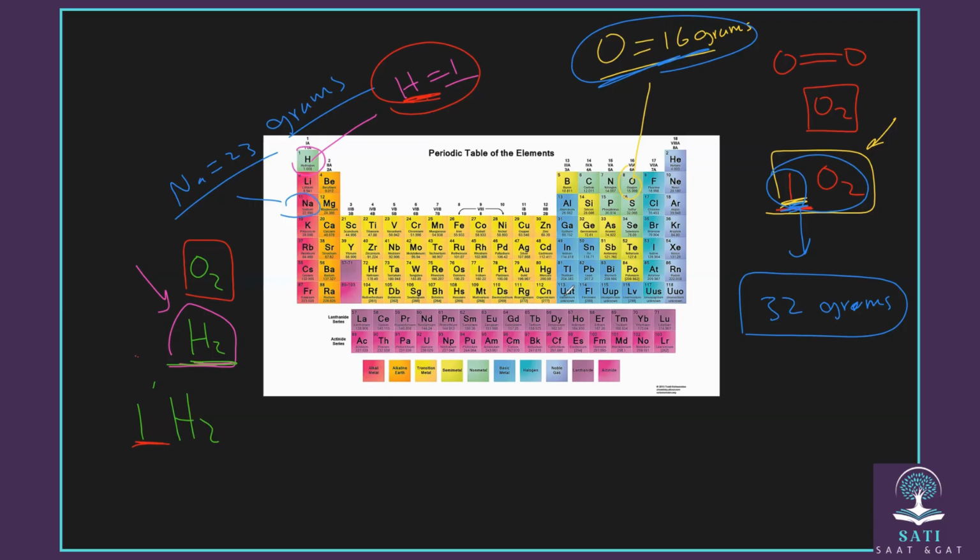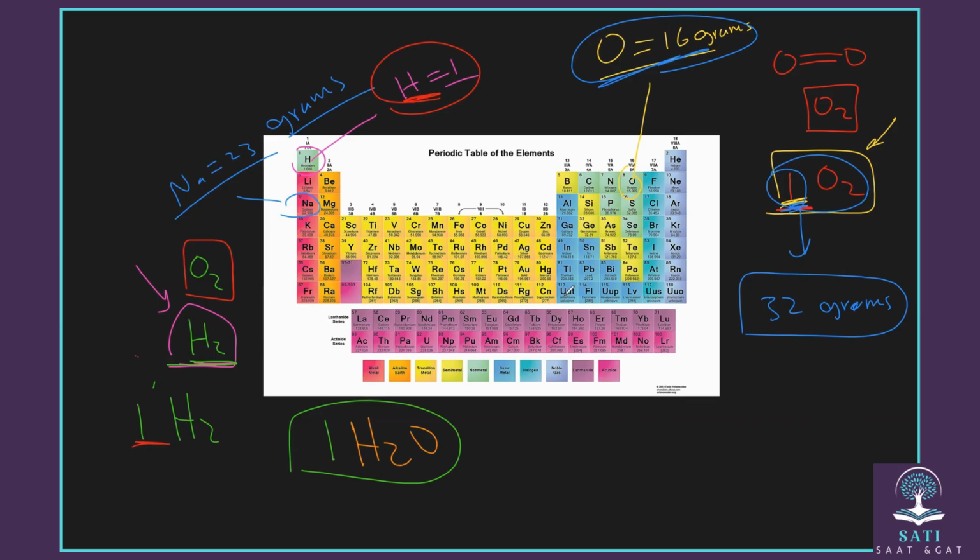Okay, more ideas here. If I ask you what is the molar mass of water, which is H2O, what does molar mass mean? That means if I have 1 mole of H2O, what will be its mass?